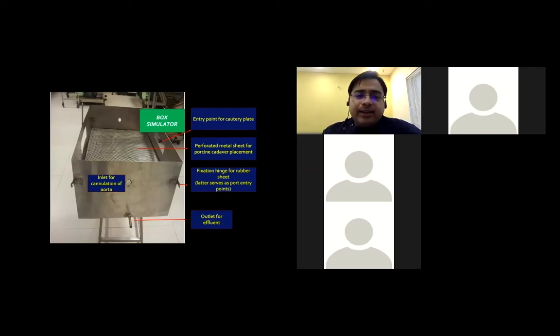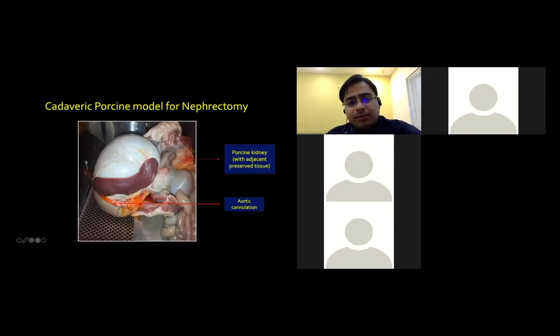What this necessarily has is a place for cannulation of the aorta. You can place the simulation model here, and the box has been kept upside down, and then there are ports which are placed at the superior surface, and this hole is for the camera. So you place the model like this into the box that I just showed. This is a porcine cadaveric model. Here is the kidney. Here is the aorta, which is cannulated.